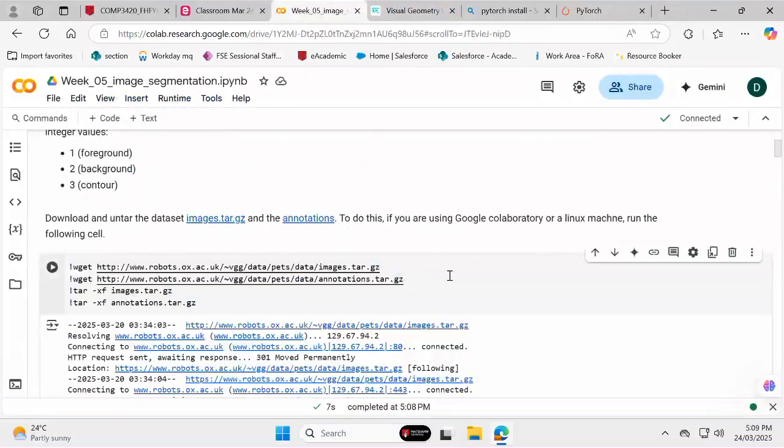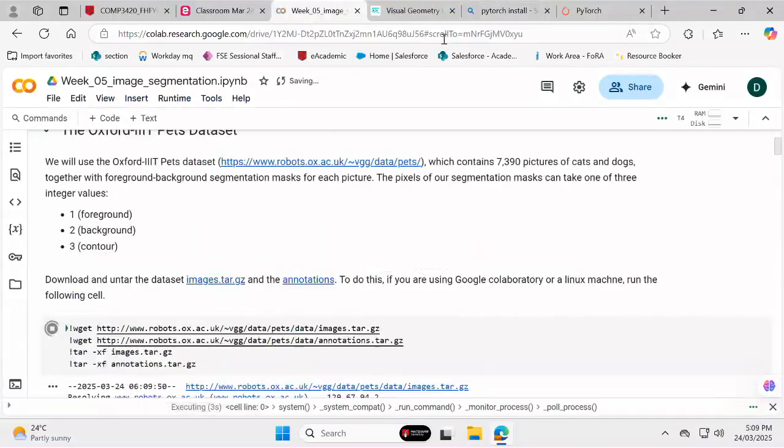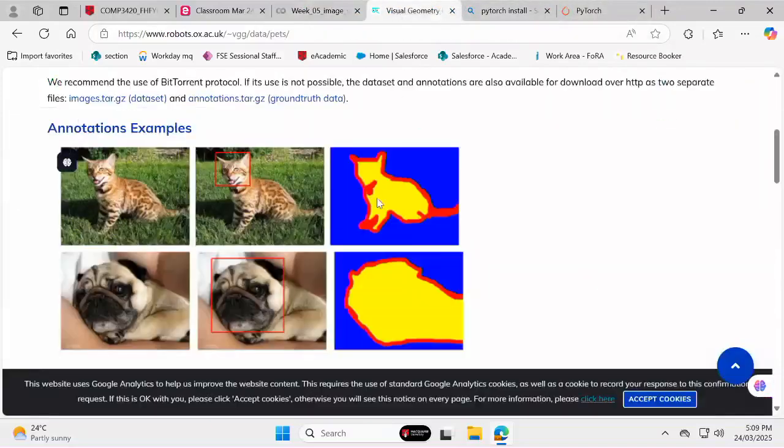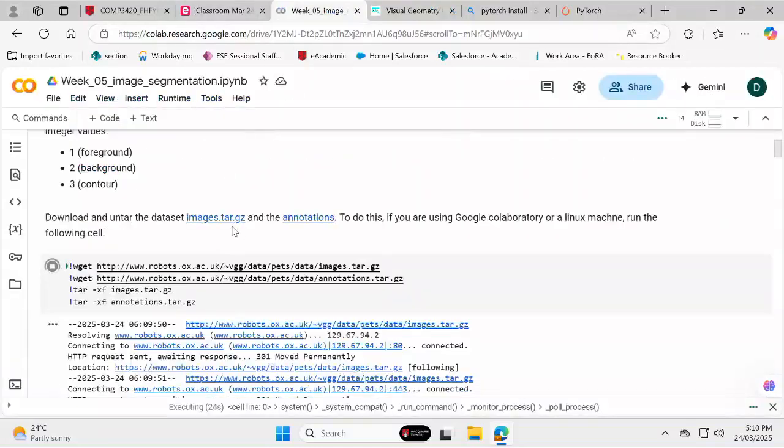So download the data. Those links are directly from here, some of these links here. They are using a compression format called tar and gzip. If you use Linux, which is what it is in the backend, or Google Colab, then you can use these instructions.